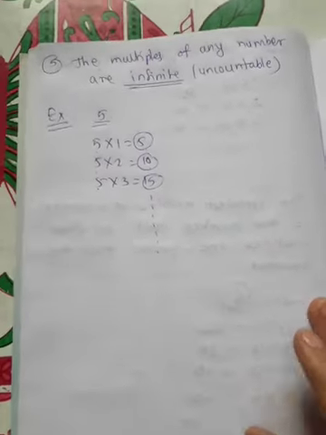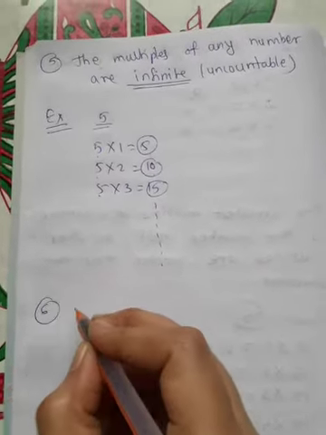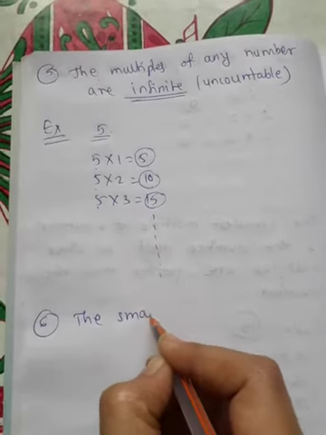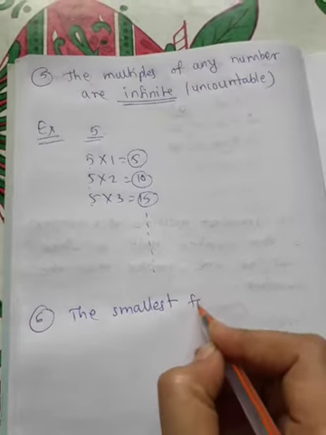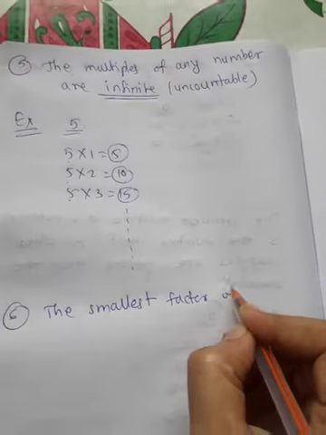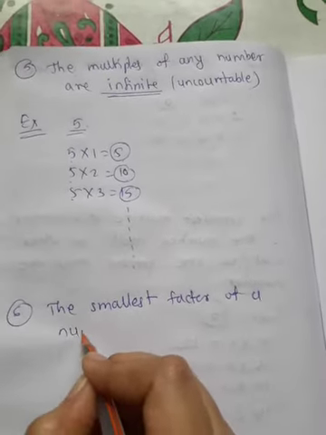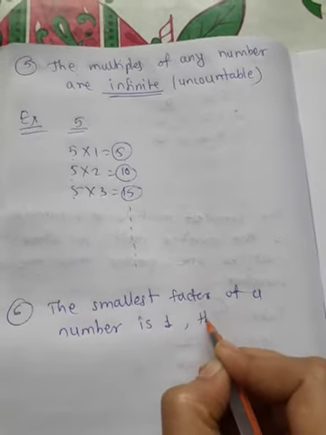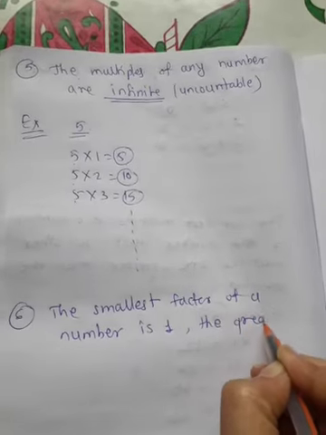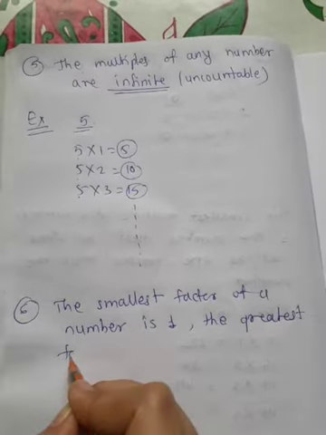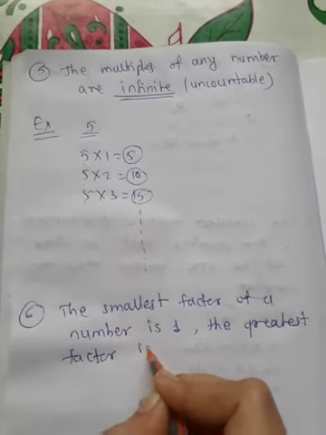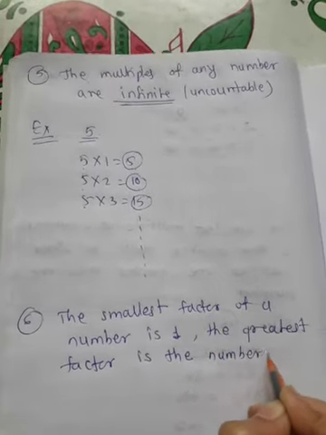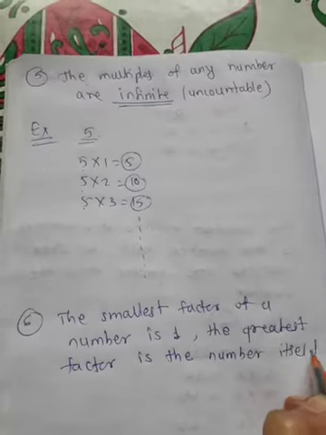Okay, now see property number 6. Property number 6 is that the smallest factor of a number is 1, and the greatest factor is the number itself. This is a property about factors.